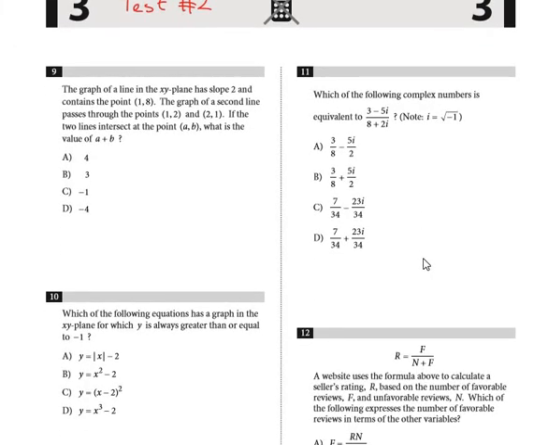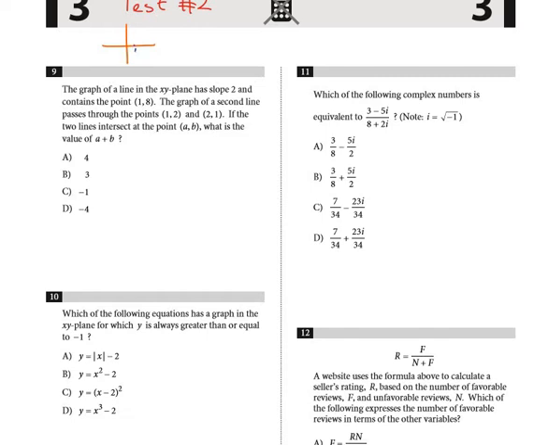Question number 9. The graph of a line in the xy plane has slope 2 and contains the point 1, 8. The graph of a second line passes through the points 1, 2 and 2, 1. If the two lines intersect at the point A, B, what's the value of A plus B? Let's try to picture the scenario. We have an xy plane, and in this xy plane we have two lines.